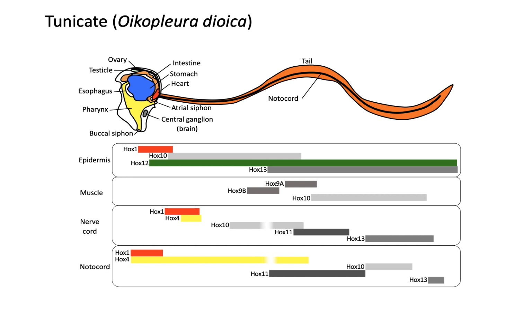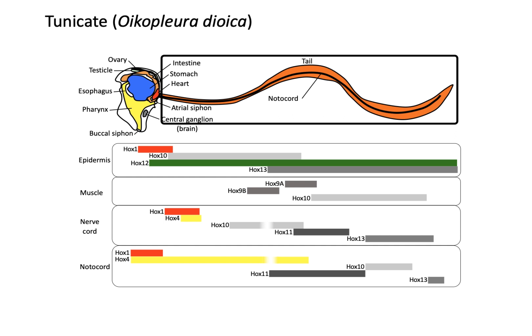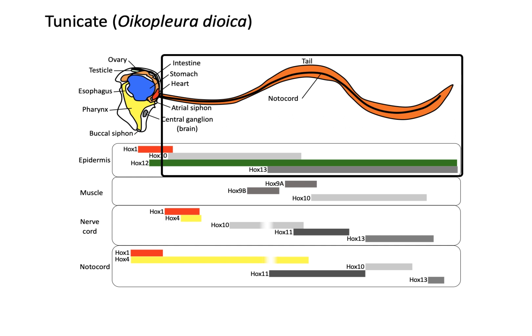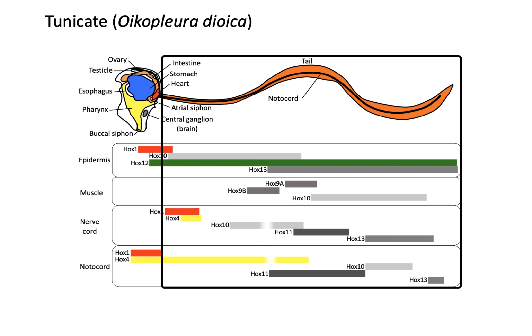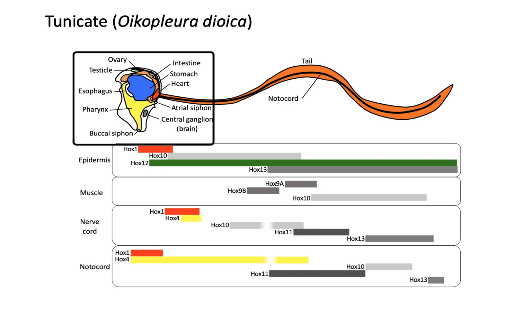This animal's quite simple. This is pretty much the animal here, and then with a long tail with the notochord. So you can see that's exhibited here in that the epidermis has very few Hox genes turned on in the tail, also the ones in the muscle, etc. in that tail region. There's a bit more complexity up here in the main body.